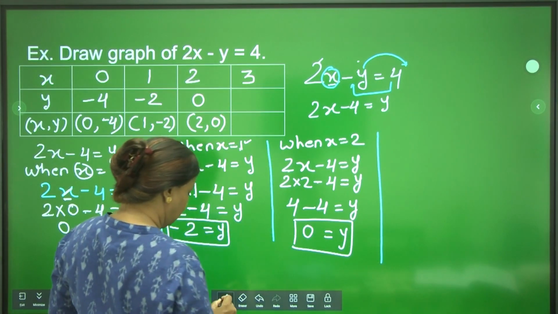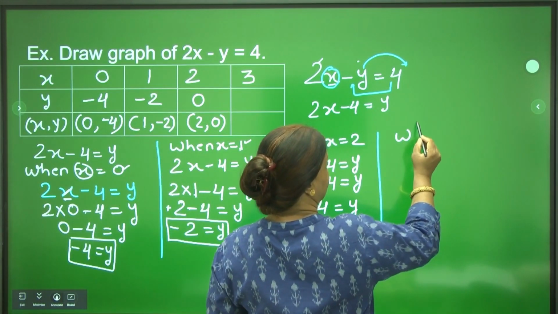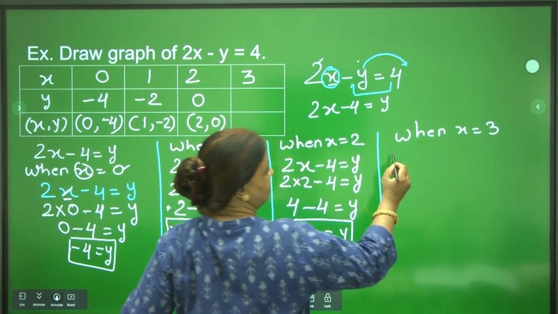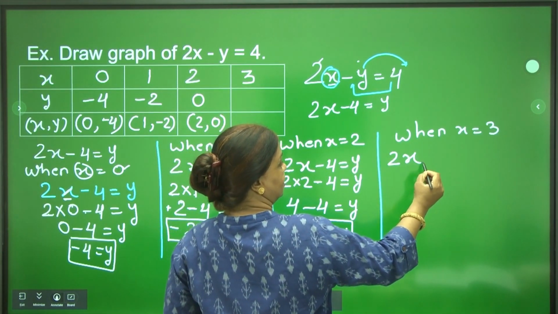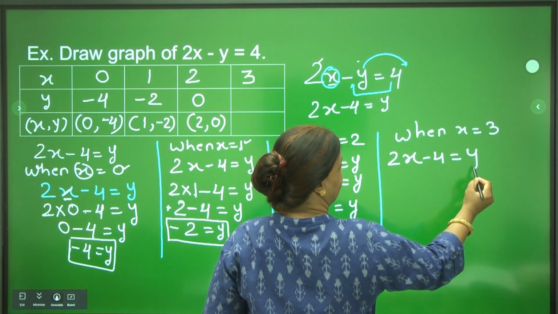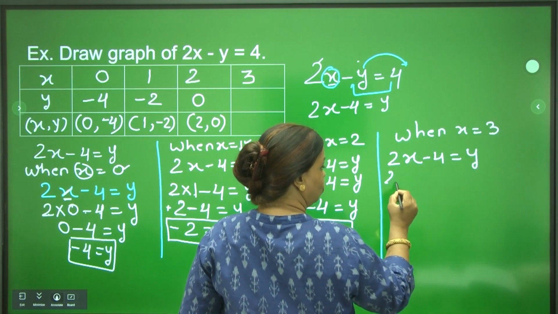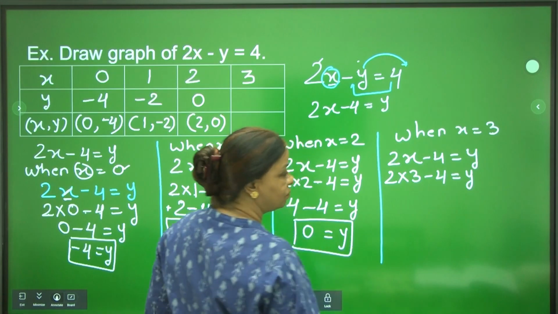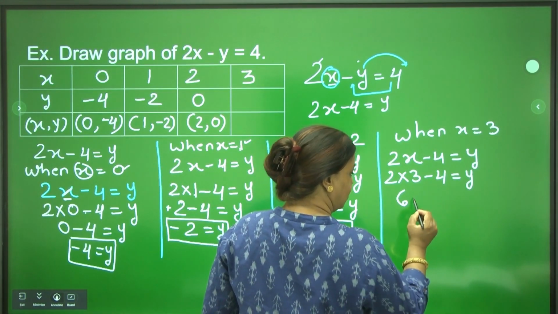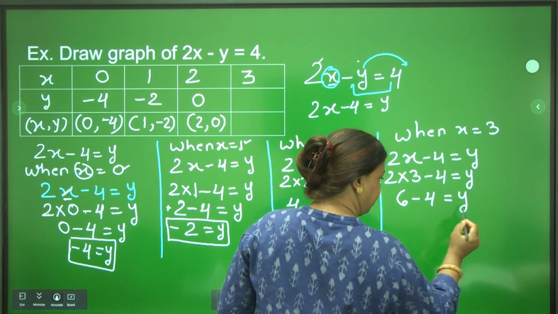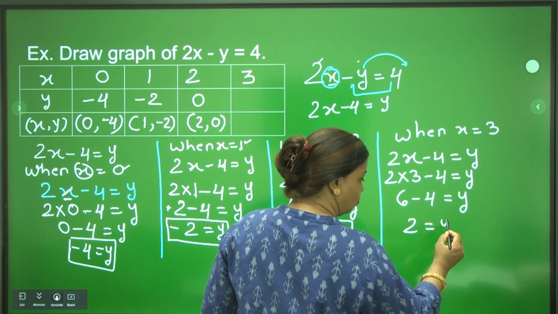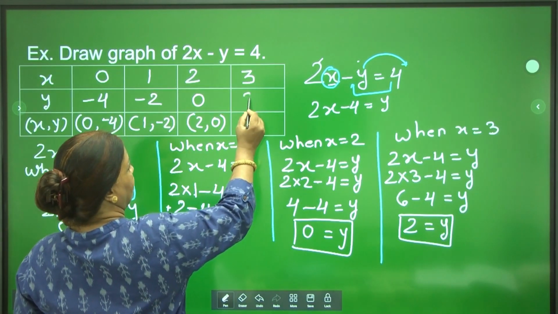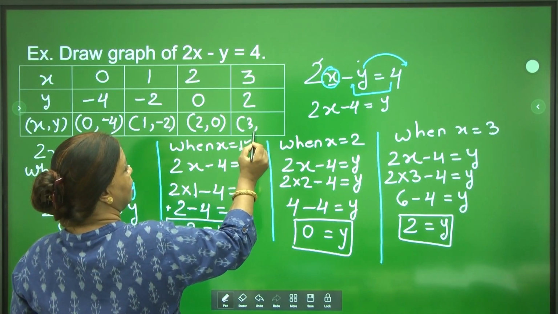So when x is equal to 3, my equation is 2x minus 4 is equal to y, and the x value is how much? 3. So 2 into 3 minus 4 is equal to y, and 2 into 3 is 6, minus 4 is equal to y. 6 minus 4 is 2, so y is equal to 2. So we get the y value as 2 when x is 3. So your coordinate will be 3 comma 2.